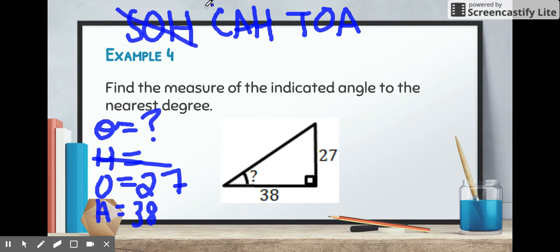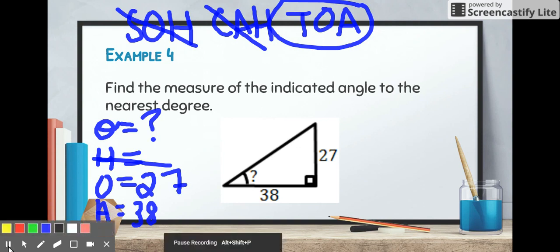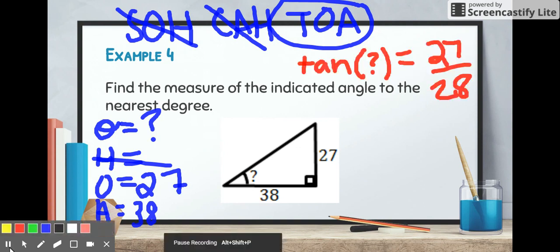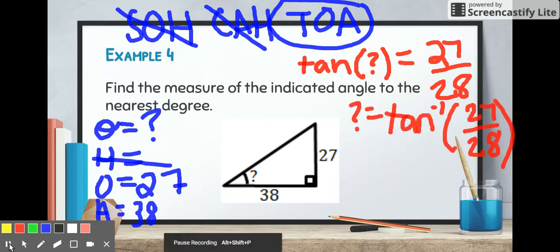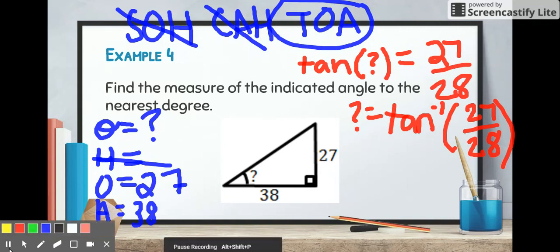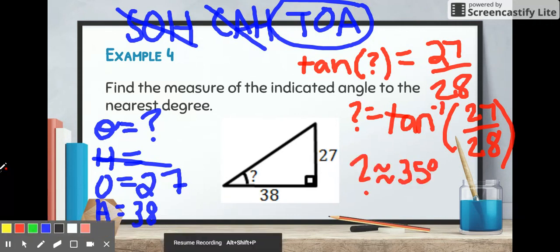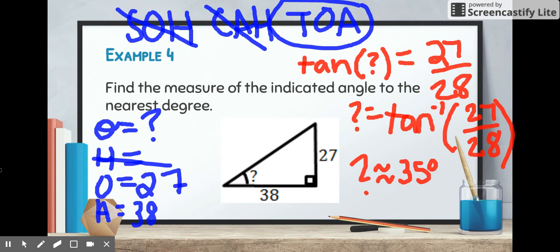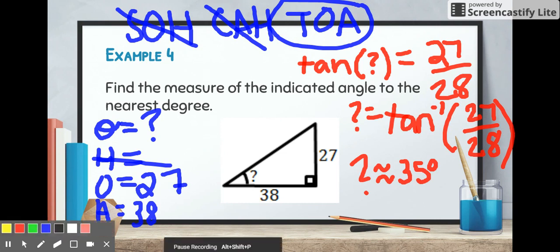So since I don't know anything about the hypotenuse, I don't want to use sine or cosine, so I want to use tangent. So I'm going to set that up and then take the tan inverse of both sides. So we're going to have tangent of question mark is equal to 27 over 38. When you take the tan inverse of tangent of question mark, you're just going to get question mark. And then you get tan inverse of 27 over 38, which you need to just type in your calculator, make sure you're in your degree mode, and solve for question mark. After you round to the nearest degree, you're going to find that that missing angle measure is approximately 35 degrees.